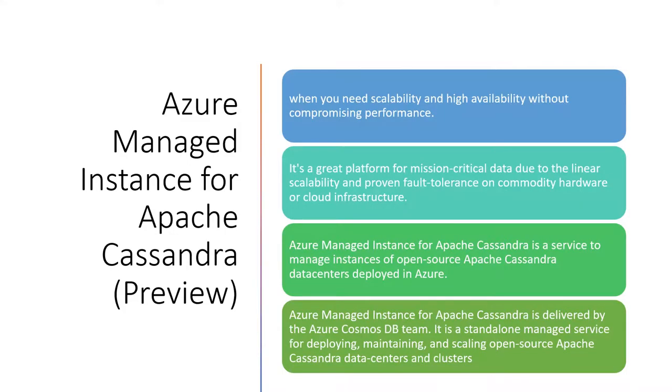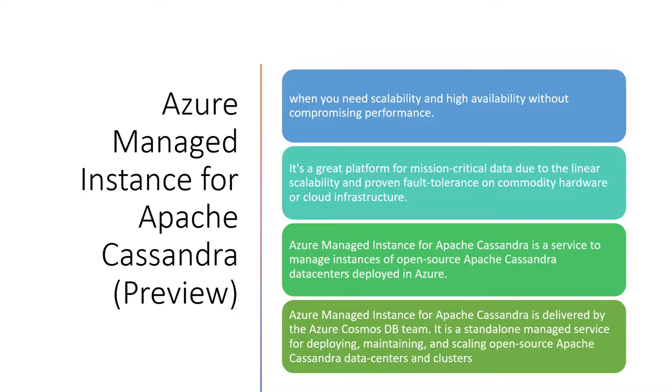The second one in the series is the managed instance offered by Azure. It is Azure Managed Instance for Apache Cassandra. It is in the preview phase, and I believe it will be released very soon. So when you need scalability and high availability, you can go with the managed instance. Azure is really doing great in all other managed instances, so hopefully this will also be a big hit.